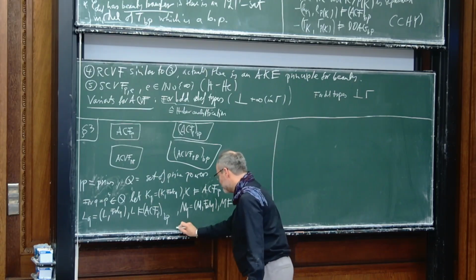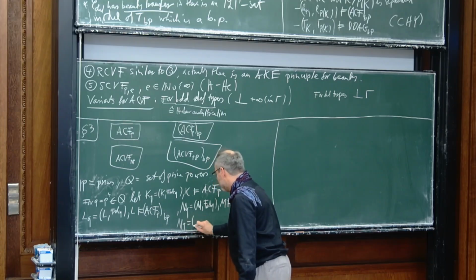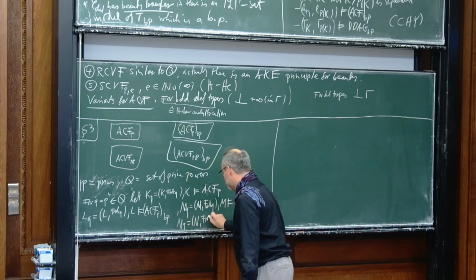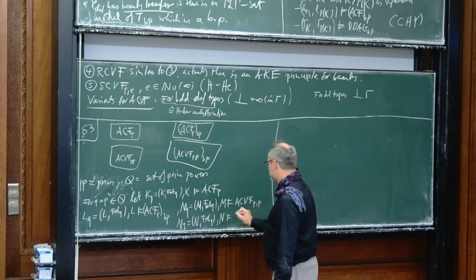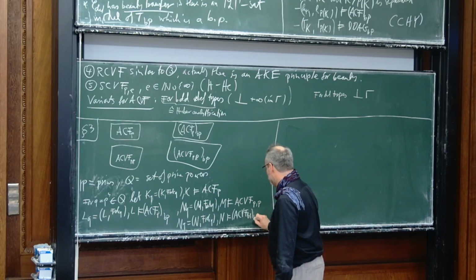And finally, N is the most complicated. NQ is N Frob Q, where N is a model of beautiful pairs. So ACVF PP.